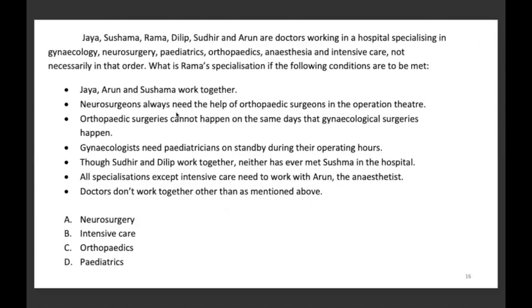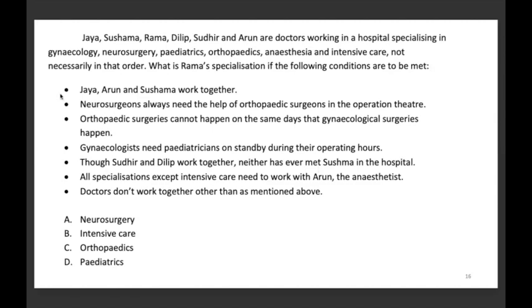Okay. Jaya, Sushma, Rama, Dilip, Sudhir, and Arun are doctors working in a hospital specializing in gynae, neurology, pediatric, orthopedic, anesthetic, and intensive care. Not necessarily in the same order. What is Rama's specialization if the following conditions are to be met?